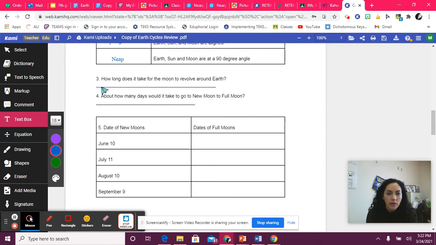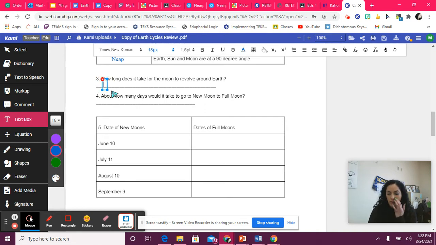How long does it take for the moon to revolve around Earth? 27.5 days, and we're going to round that off to 28 days. Okay.